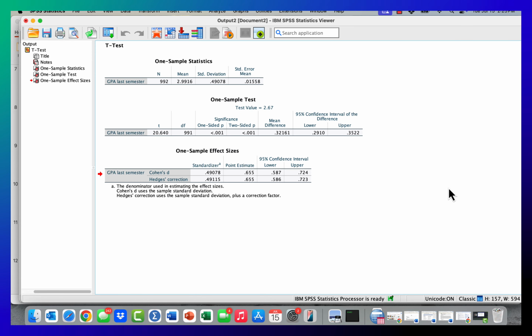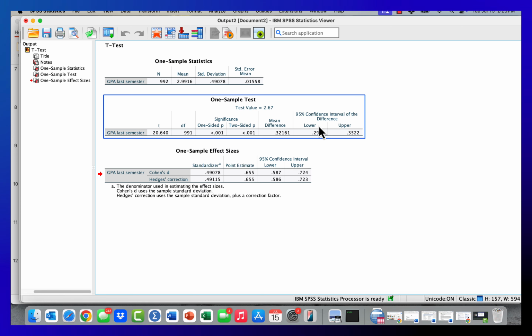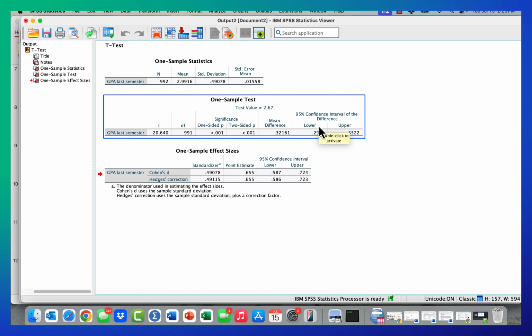All right, here's our output. Hopefully you can see this. I was trying to figure out how to make my screen bigger, but I can't figure it out. Anyways, okay, so what does this output mean?